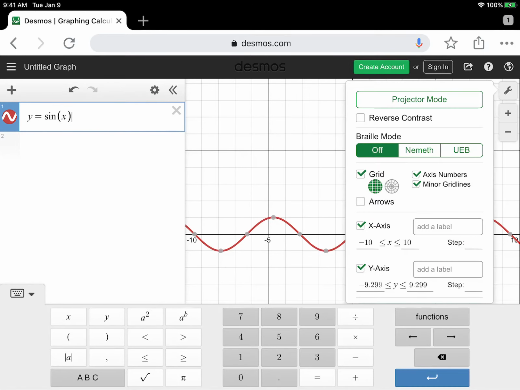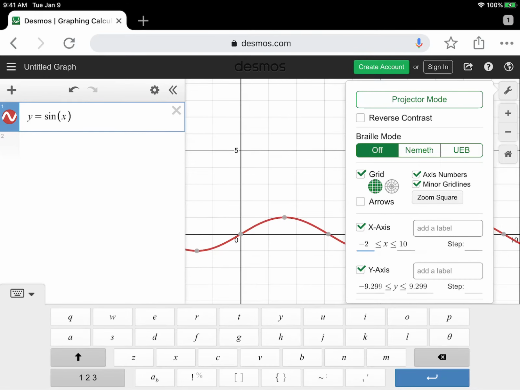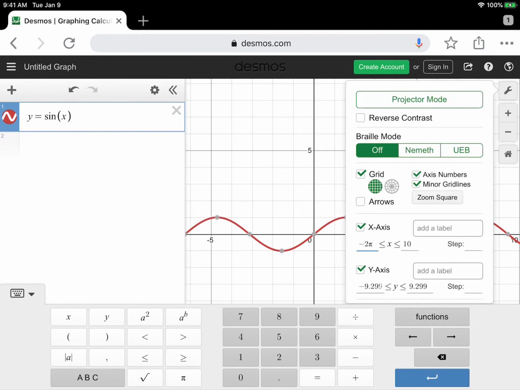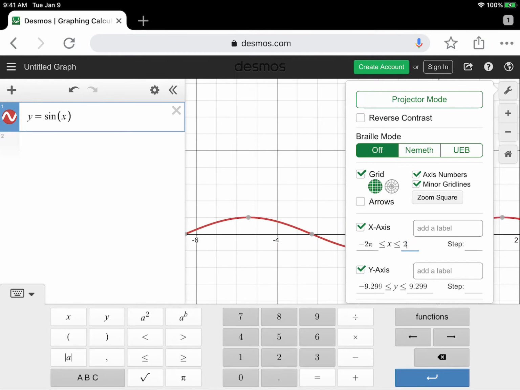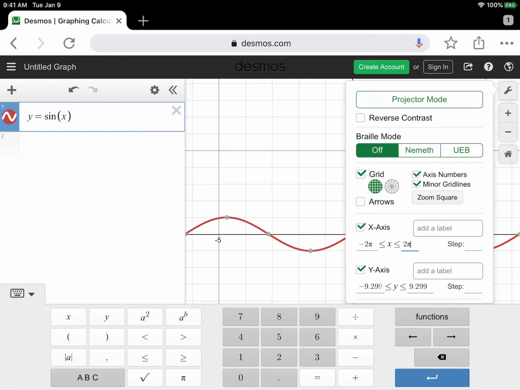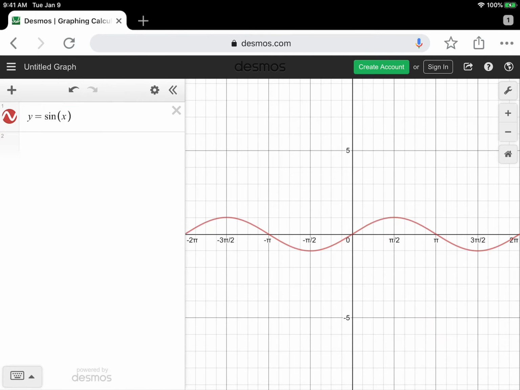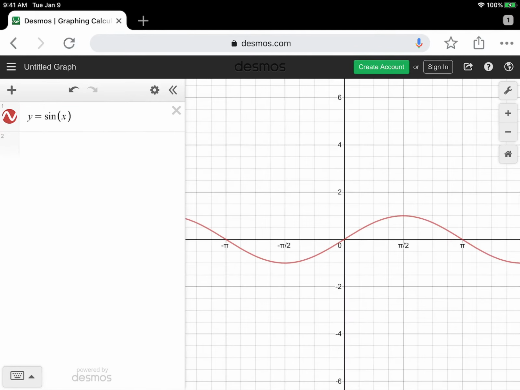Let's go to our settings and change this so it looks like what we have in our notes, from negative 2 pi to 2 pi. Sorry, it's a little different on my iPad, but on your keyboard you would type pi for pi. And then my step, I'm going to do pi divided by 2. Okay, and my y's are fine. Maybe I want to zoom in a little more, but I could just do this, which is nice.